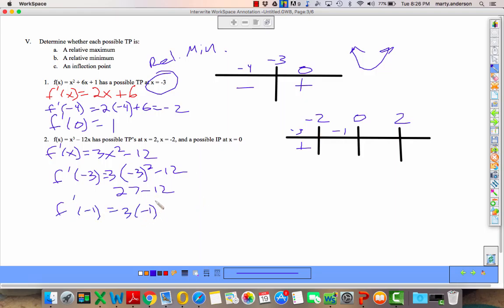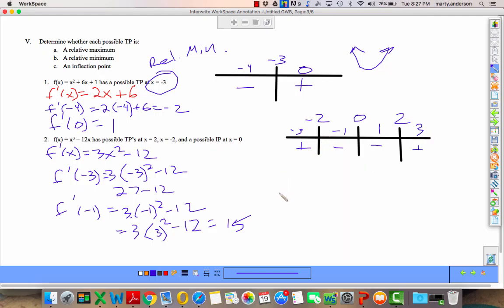3 times negative 1 squared minus 12. 3 minus 12, it's negative. Next, put in a 1. Hey, it's going to look a lot the same. Negative. Next, put in a 3. Hey, it's going to look a lot the same as the first one that I did. I get 27 minus 12. I get positive 15. And I get positive.